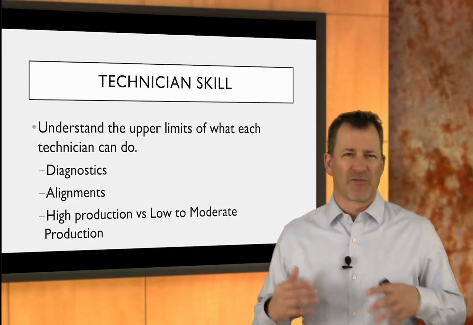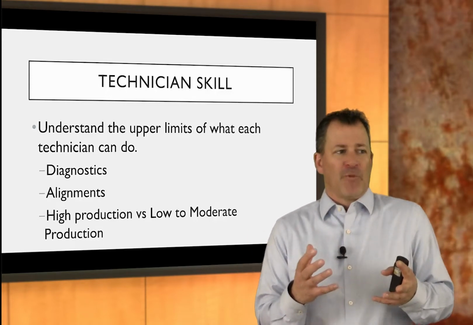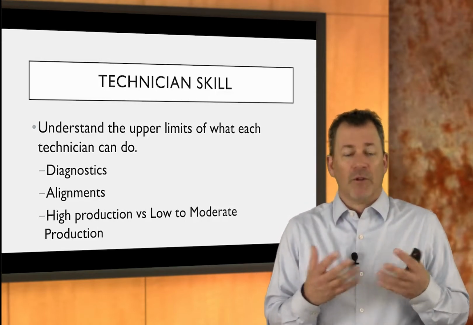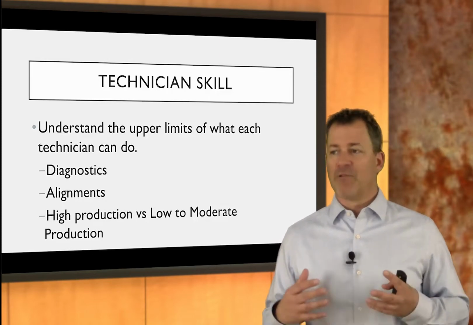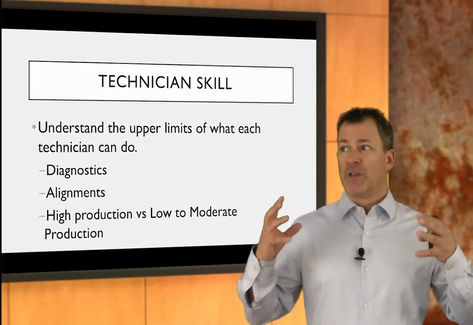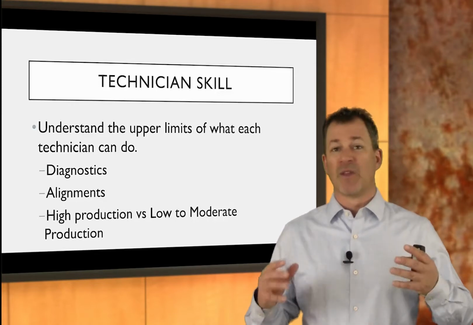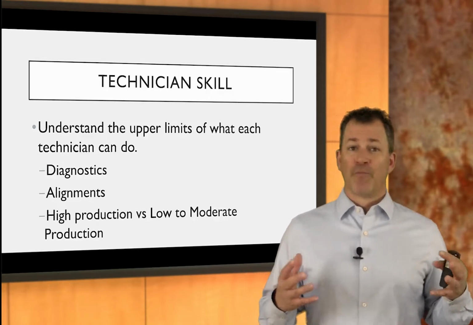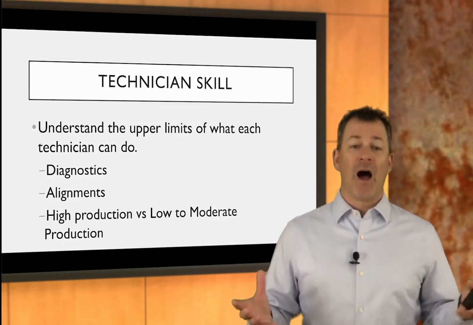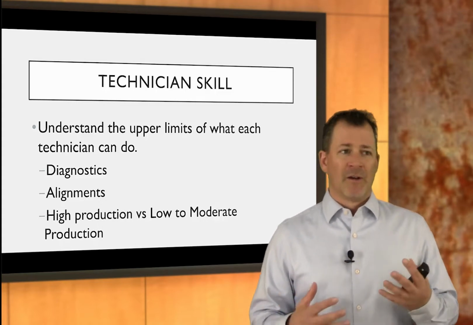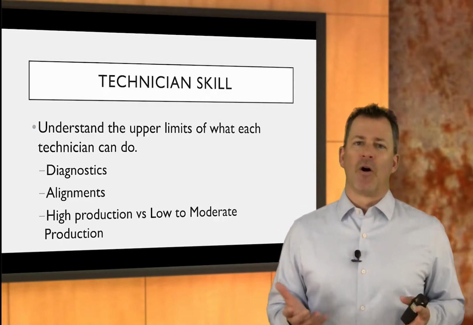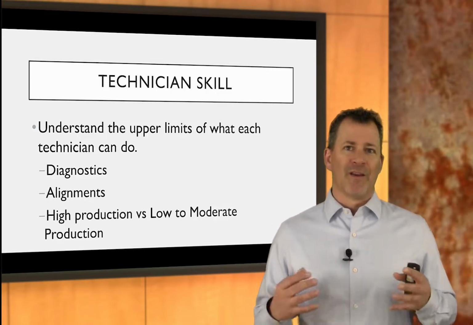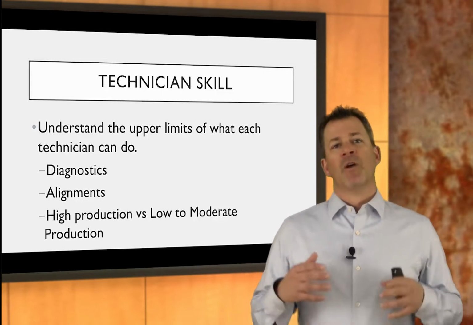And this means for diagnostics, for maybe alignments, are they highly productive, or are they moderately productive? Are they low productivity? Do they have a skill set? Can they really bang out alignments all day long? They can do tie rod ends and ball joints and control arms, and they're really, really good at this stuff, and they're really highly productive. Okay, so their productivity limit is really, really high when it comes to this. But for diagnostics, yeah, they can do it, but it takes them a little bit longer. And that's okay. But you've got to understand what these limits are in order to properly dispatch the jobs.